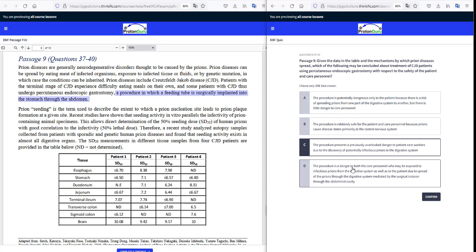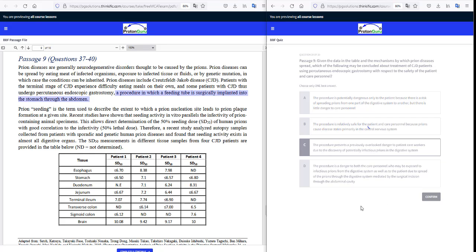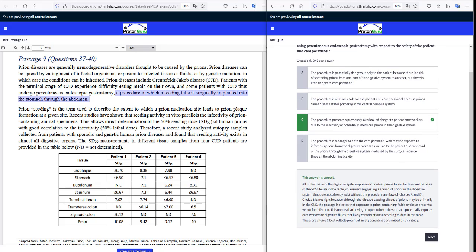Choice D: the procedure is dangerous to both the care personnel who may be exposed to infectious prions from the digestive system, that part's true, as well as the patient due to spread of the prions through the digestive system mediated by the surgical incision through the abdominal cavity. Well, the surgical incision isn't going to be causing a spread, like we said before, because you already have prions everywhere. So choice C appears to be the best answer here.